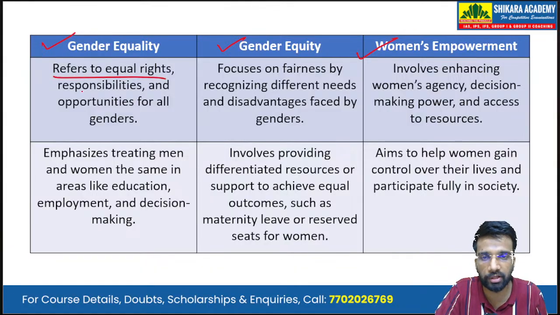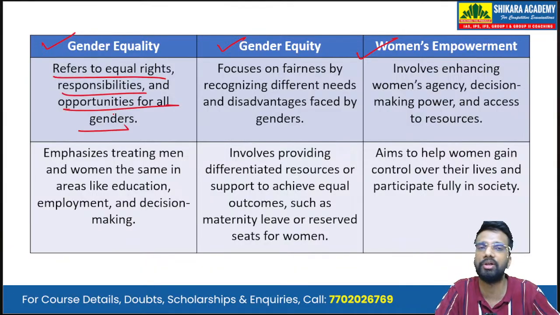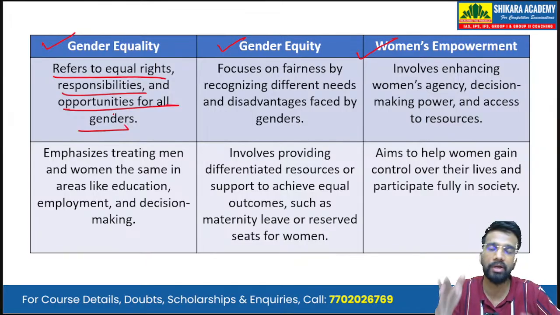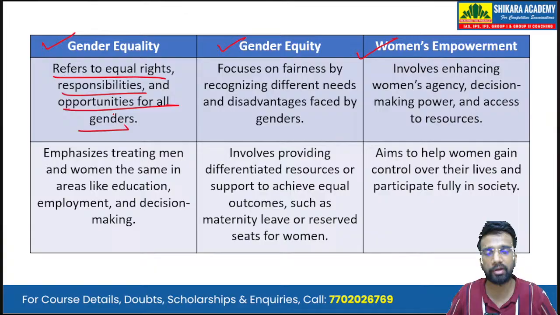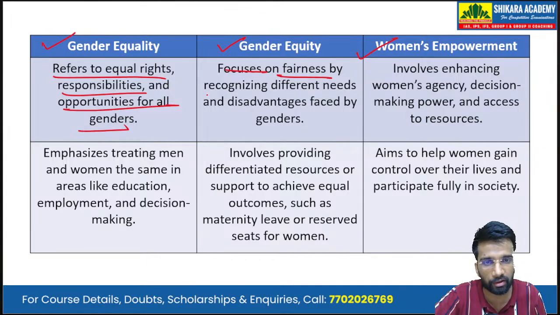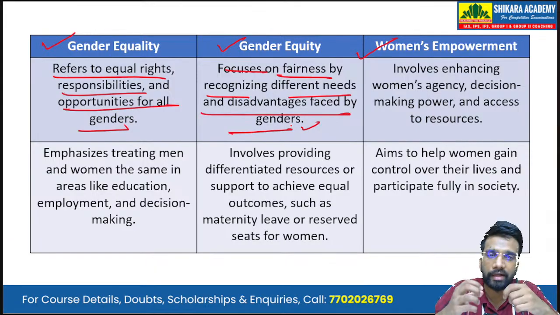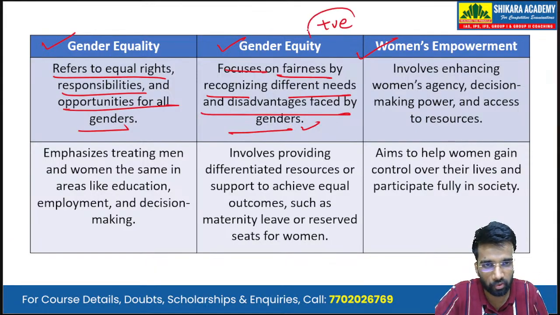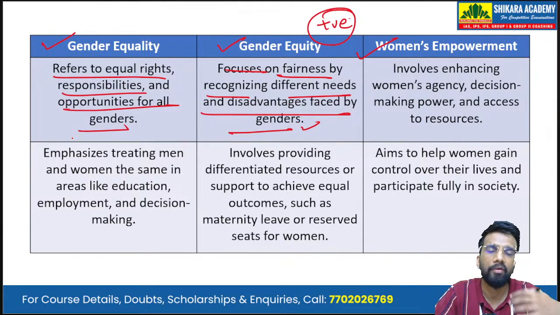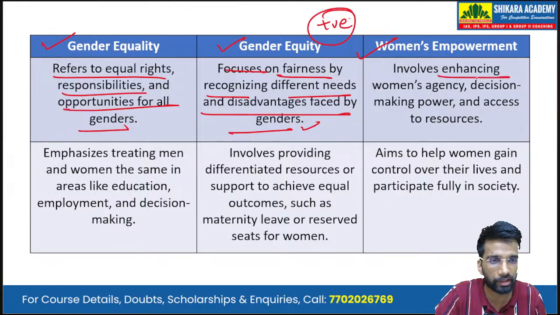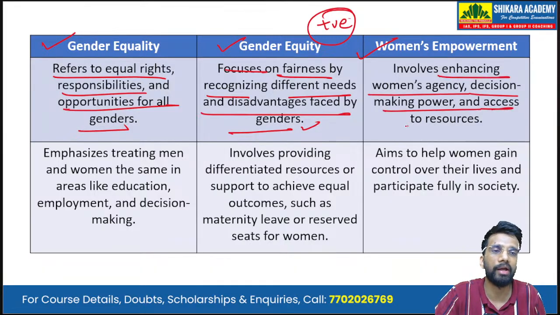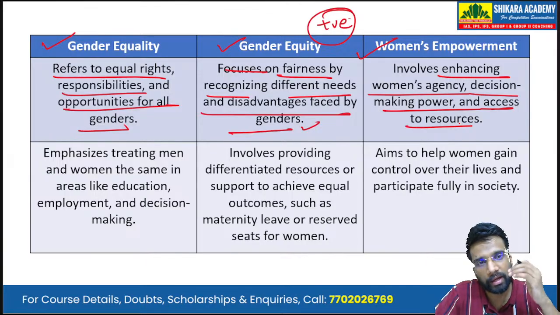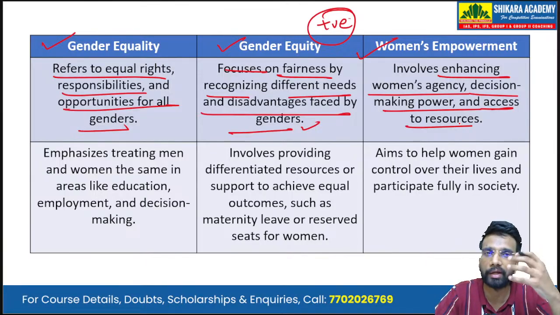Gender equality refers to the equal rights, responsibilities, and opportunities for all genders. So, all genders should be having equal rights, equal opportunities, and equal responsibility. So, that is gender equality. Now, gender equity focuses on fairness by recognizing different needs and disadvantages faced by the genders. So, we can say that gender equity is a more positive concept as compared to gender equality. Women's empowerment, on the other hand, involves enhancing women's agency, decision-making power, and access to resources. So enhancing a woman's decision-making power and her access to resources caters to women's empowerment.